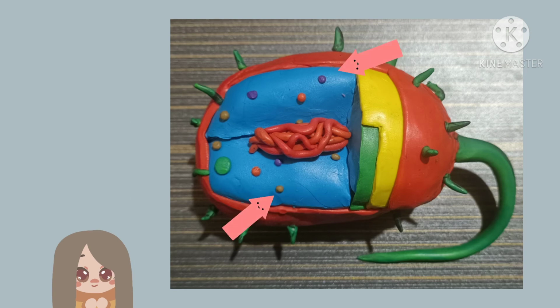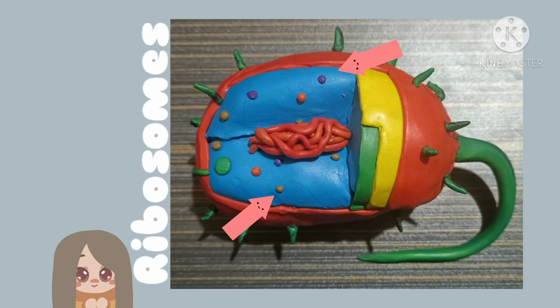The circles other than the red dots are the ribosomes. Ribosomes function as a workbench for protein synthesis, whereby they receive and translate genetic instructions for the formation of a specific protein.